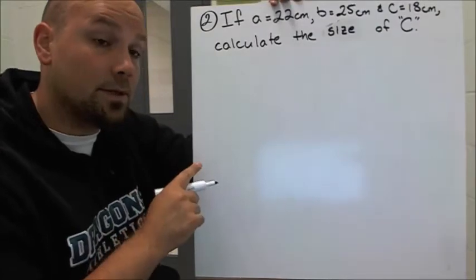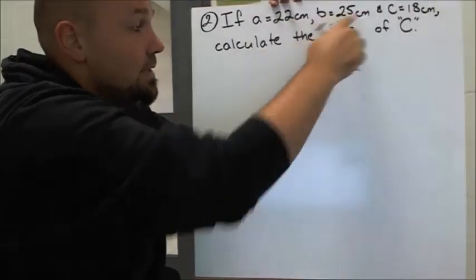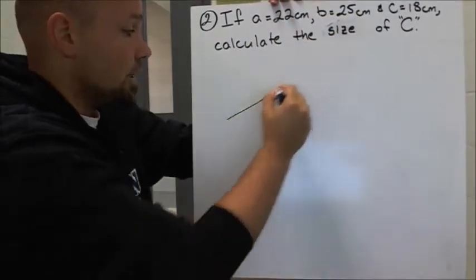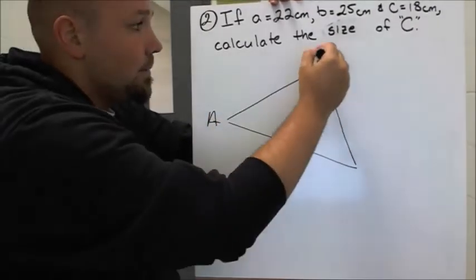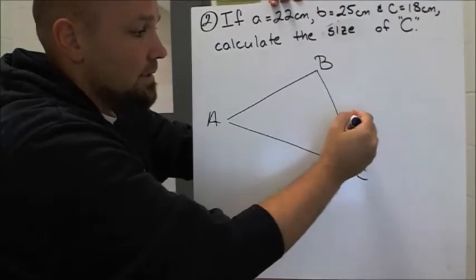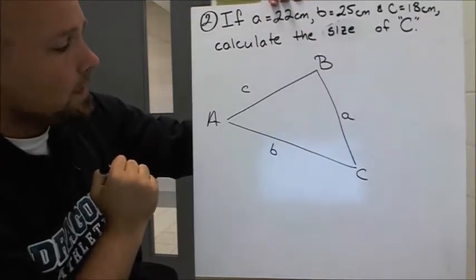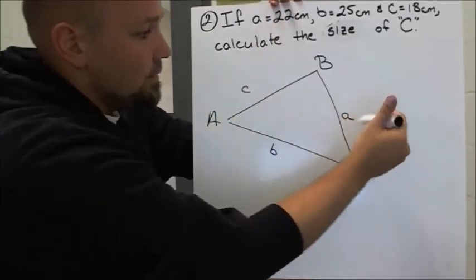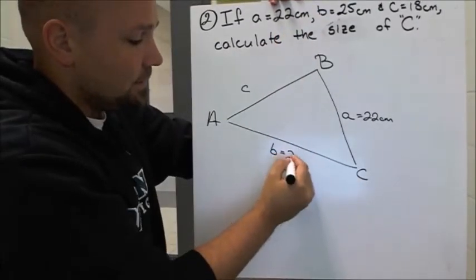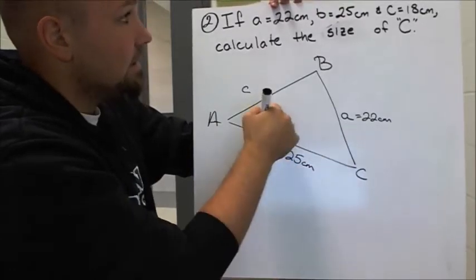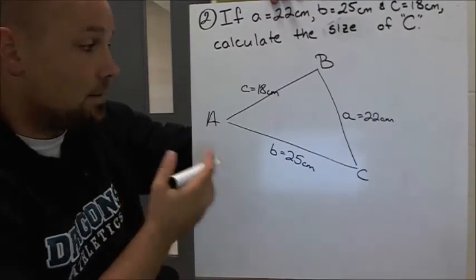Now, here I have a question. We don't have a diagram, but we can make one. So I have side A, B, and C. I can just draw any triangle; it doesn't really matter what it looks like. I'll call them angles A, B, and C, and then I know that the opposites are little a, little b, and little c. So A is 22 centimeters, so I'll fill that in. B is 25 centimeters, and C is 18 centimeters. Now I have a diagram.